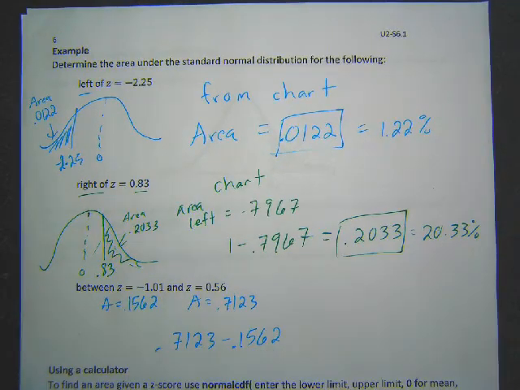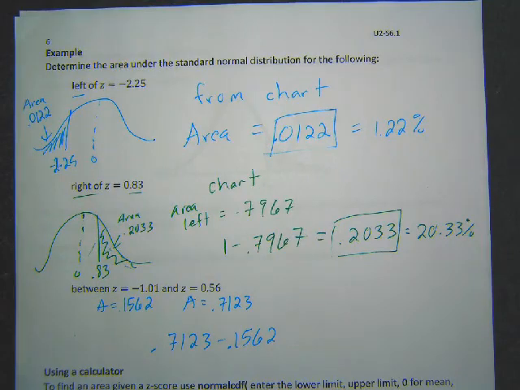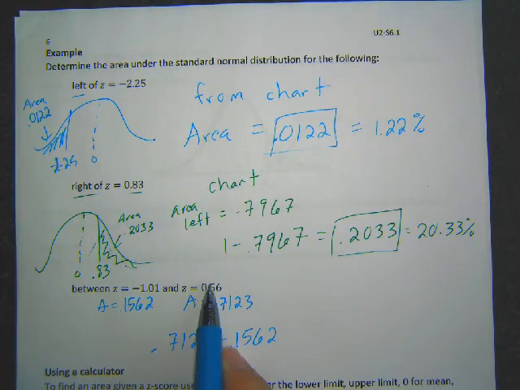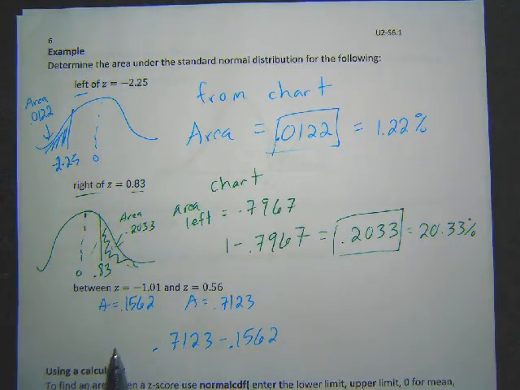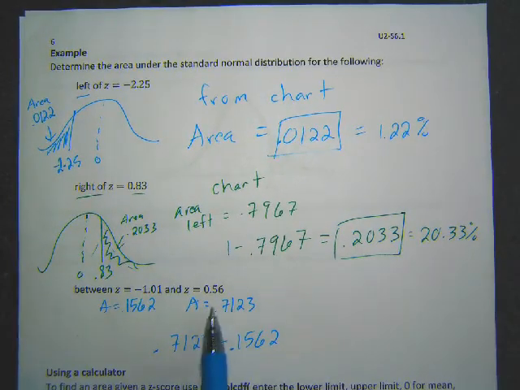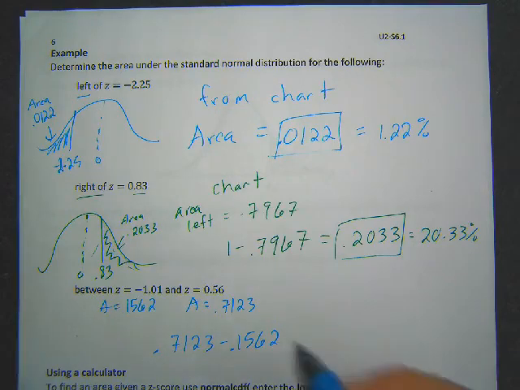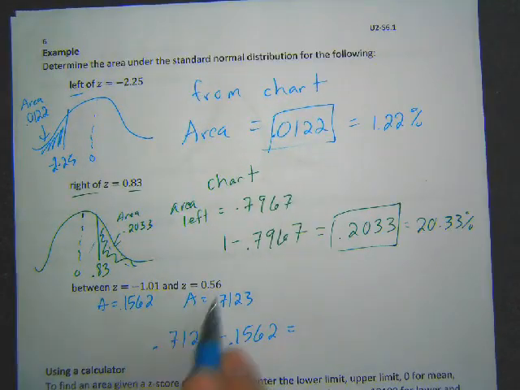When you're doing between, you always take the bigger area minus the smaller area. You should get the bigger area from the more positive one. The negative one should give you a smaller one. They could be both positive or both negative, but in that case, you just use the bigger number first. Again, always the bigger area first. And when you subtract them, you'll find the area between those two values.